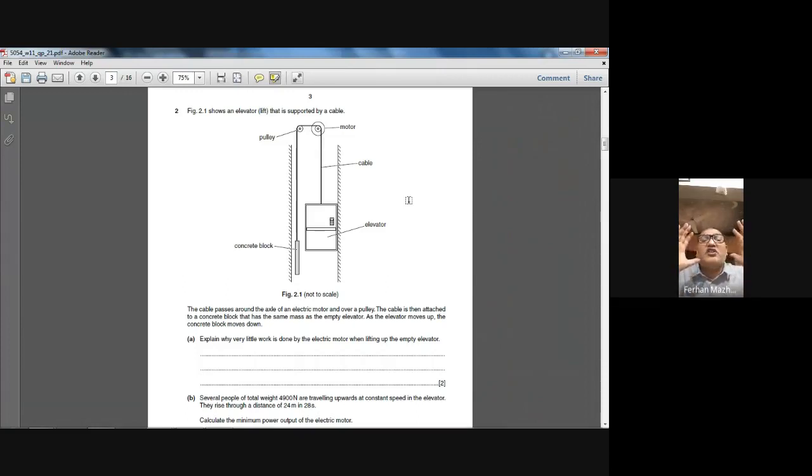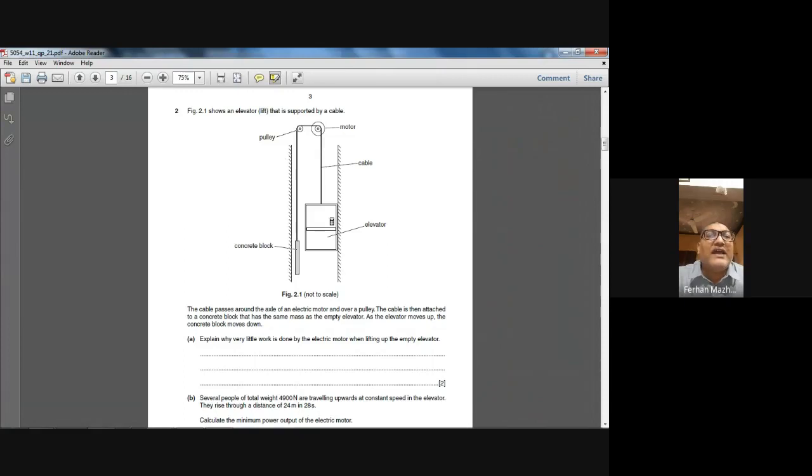The electric motor doesn't have to provide the energy to balance the weight of the elevator. The weight of the elevator is already balanced by the concrete block. So this electric motor has to do very little work because it doesn't have to lift the weight of the elevator. The weight of the elevator is already balanced by the weight of the concrete block. So I have written this answer.